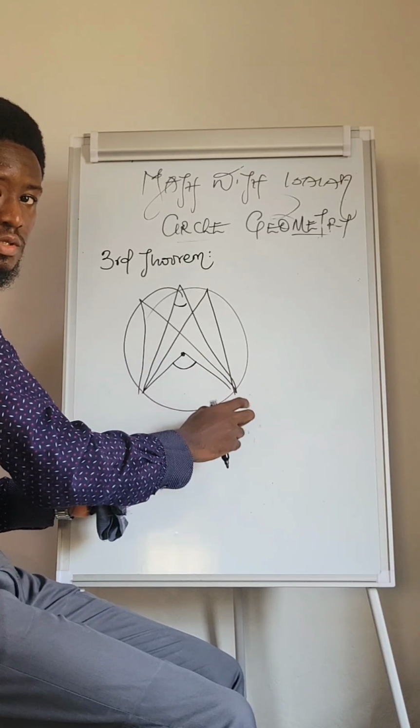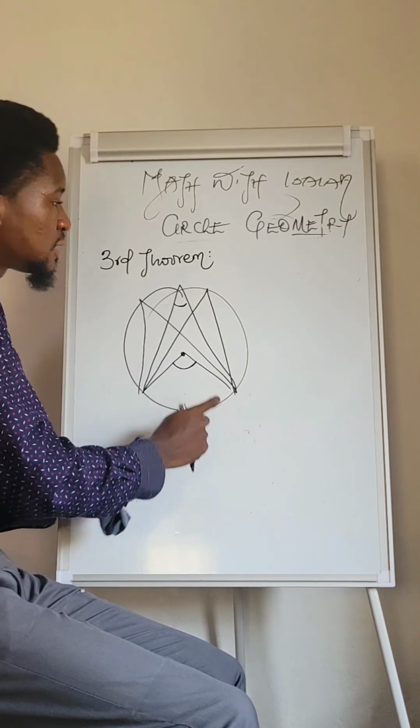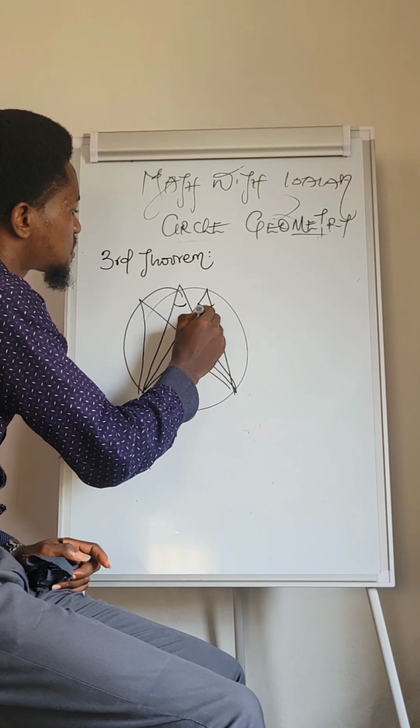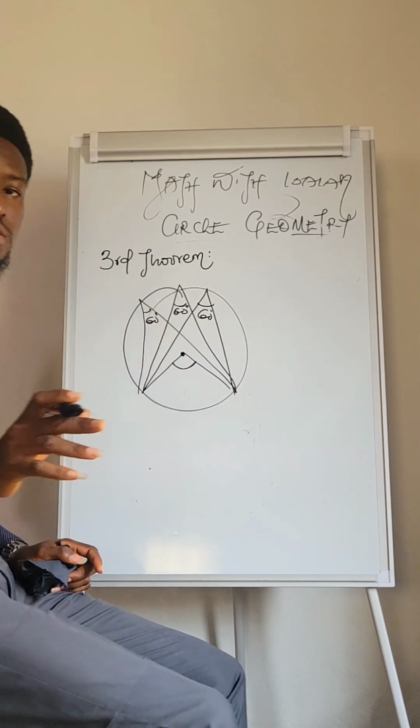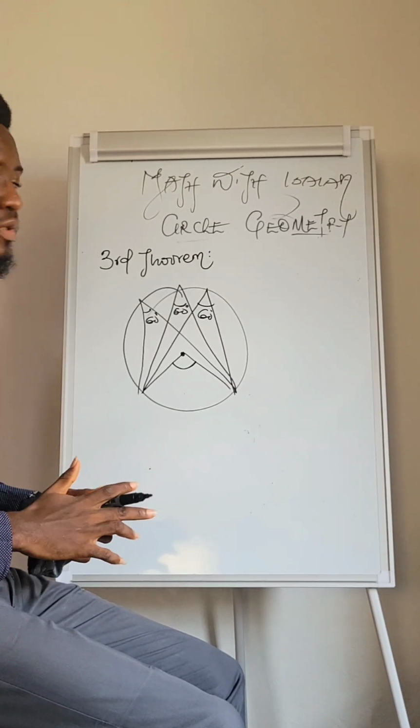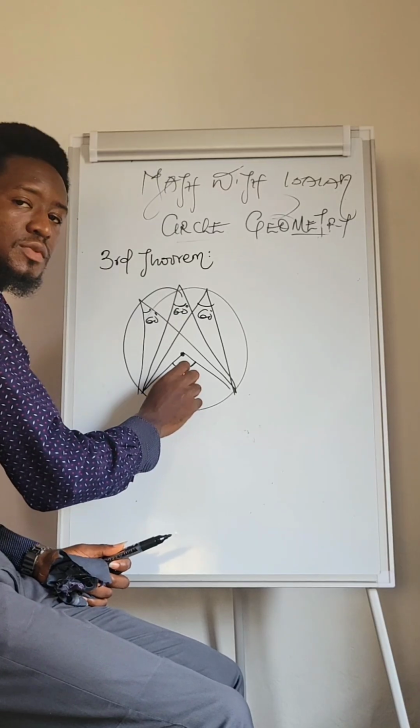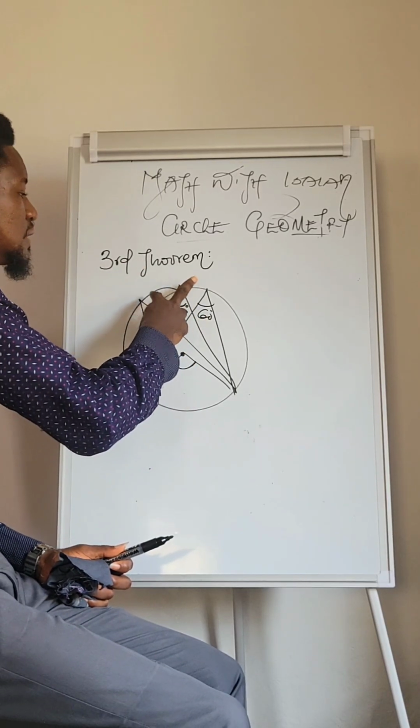This is what an arc is called. As long as it's subtended by this arc, whatever angle is here, if this is 60 degrees, then that means this is 60 degrees, and this is 60 degrees. It's as simple as that. So that's the 3rd theorem. Angle at center is 2 times the angle it subtends.